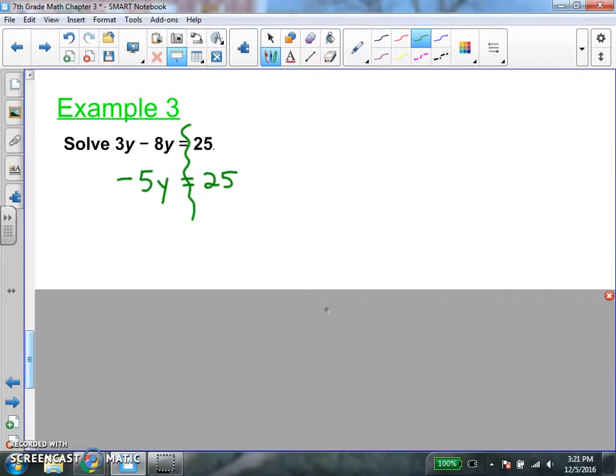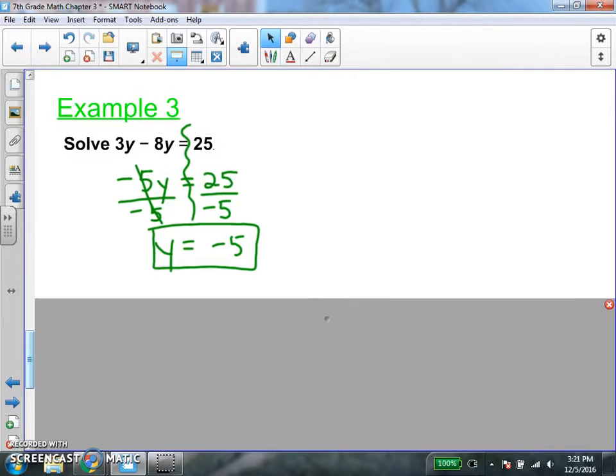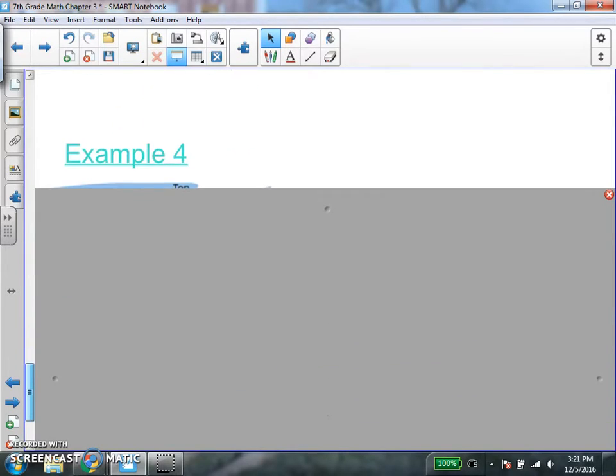What's being done to my variable? It's being multiplied by negative 5. So the opposite would be to divide by negative 5 on both sides. y equals, different signs when I'm multiplying or dividing integers, equals a negative. And you should get 5. y equals negative 5. And lastly, we have a real life example.